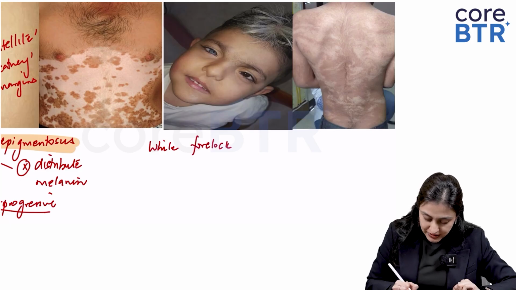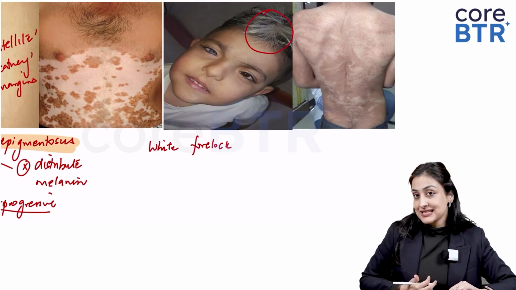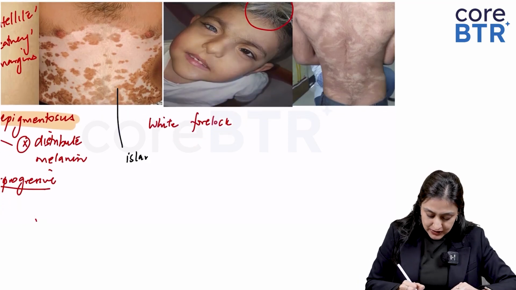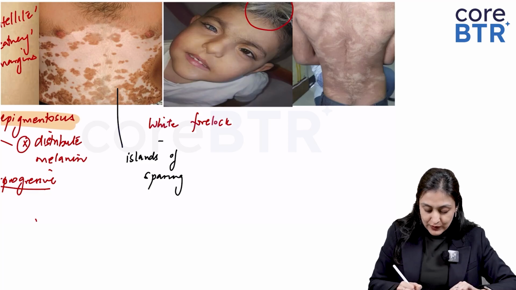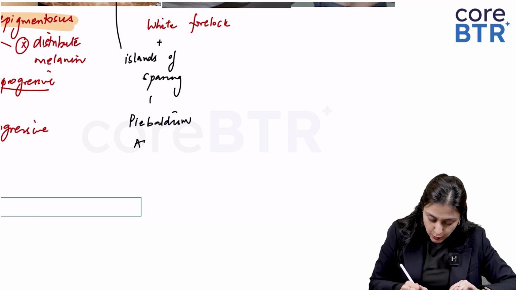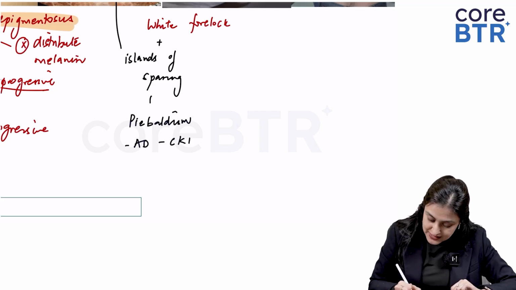So look at this bunch of hair here. This is called white forelock. This can be seen in two conditions, two buzzwords we have to think. If I say the buzzword island of sparing, so white forelock with island of sparing, you will think of piebaldism. Piebaldism is an autosomal dominant defect, and the mutation here is a c-KIT mutation.